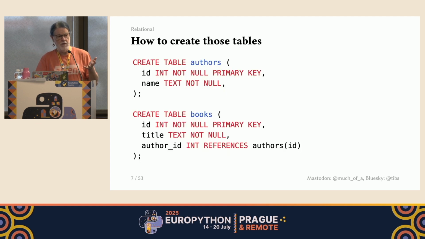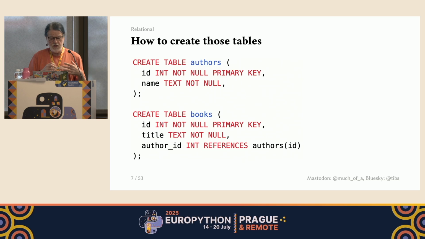So to create those tables, these are the SQL statements we might use. We're creating a table, authors. We're saying it has an ID column, which is an integer. We don't want the values to be null. We want them to have values. And we're saying this is the primary key. This is the way we identify our records. And then it's got a name, which is a text, not null. The details may differ between databases.